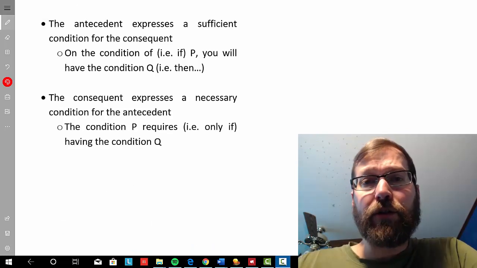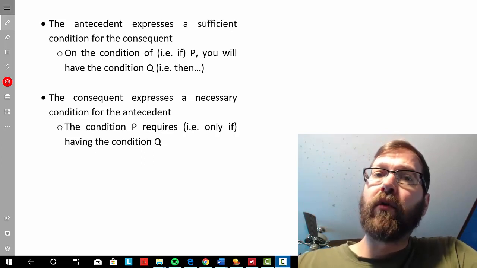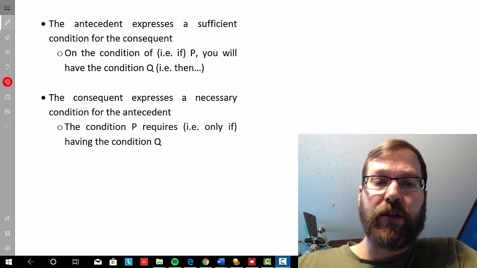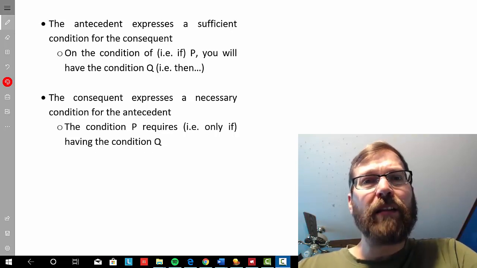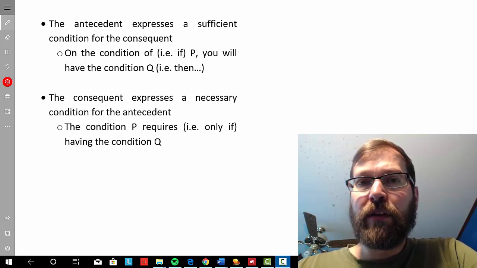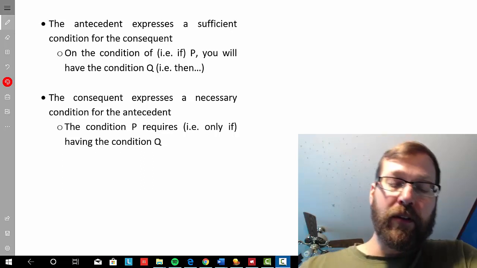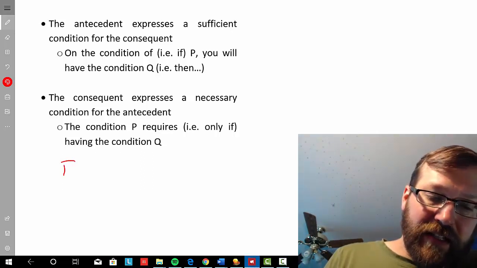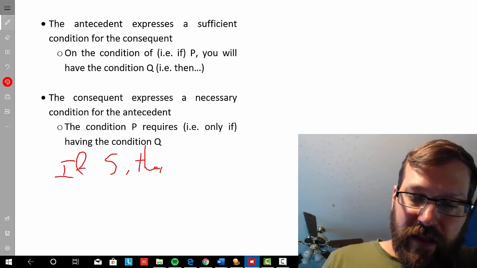The antecedent of a conditional always expresses a sufficient condition for the consequent of the conditional. So if you think about it, when I say if P then Q, I'm telling you P is going to get you Q. P is going to guarantee Q. P suffices for Q. That's what I'm asserting to be the case.